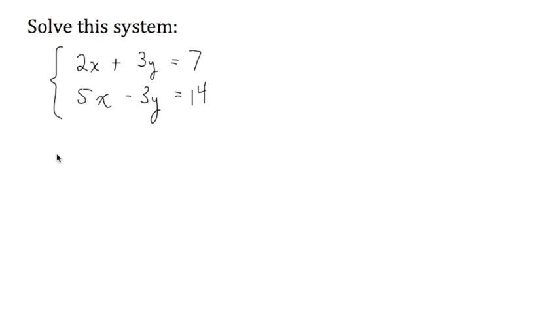Let's consider this system of linear equations. We have 2x plus 3y equals 7, and 5x minus 3y equals 14. One of the biggest advantages of using the new method that we're about to learn is that it can be easily applied to equations that are in standard form.